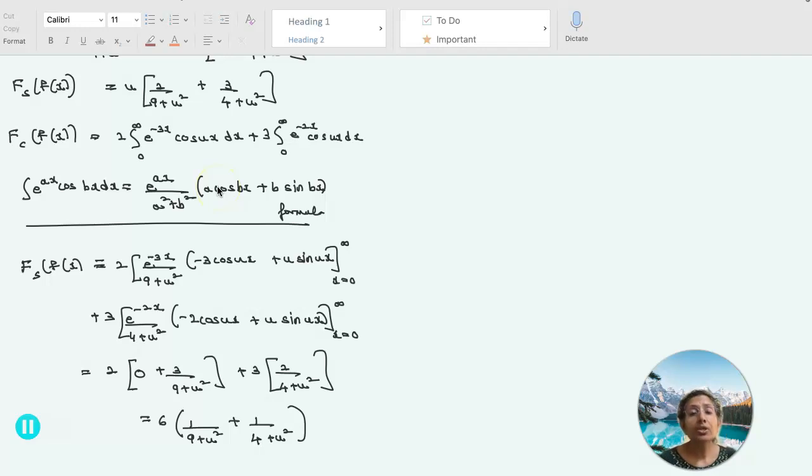So that comes to the end of this class, and we have seen more problems on how to evaluate Fourier sine and cosine transforms, and also a lot of integration. We have also seen one application of differentiation under the integral sign.